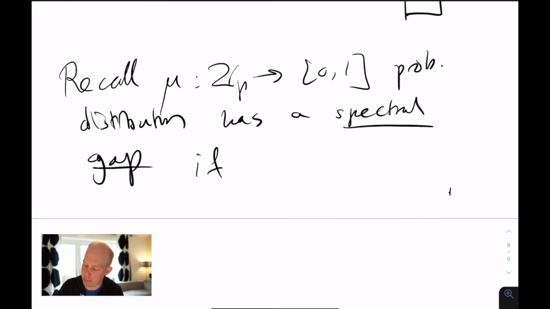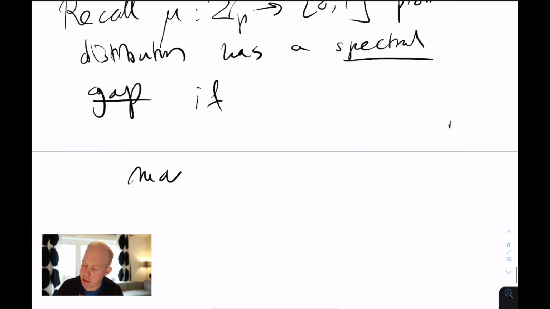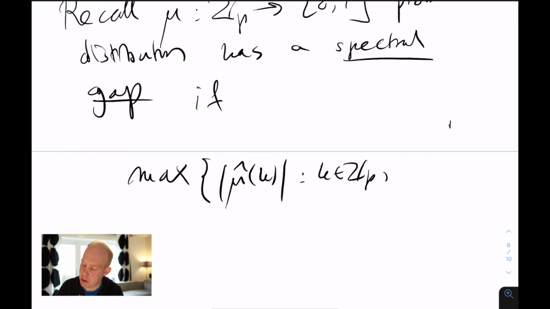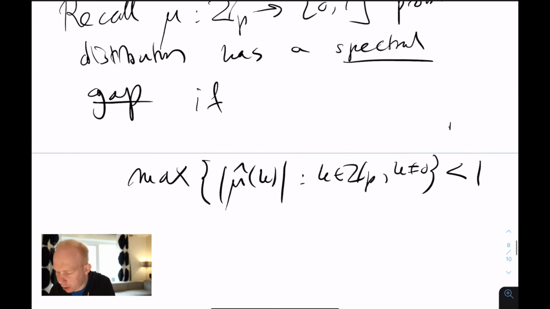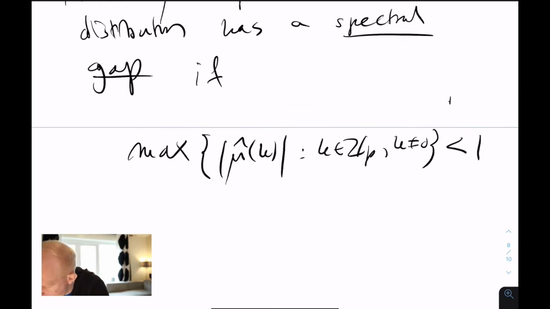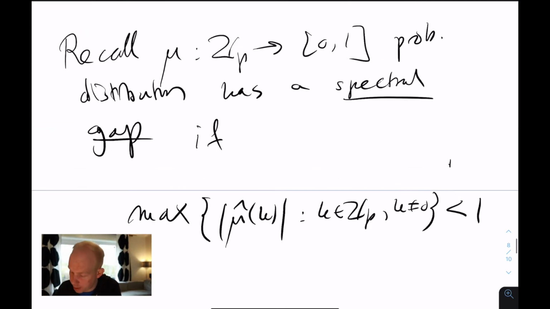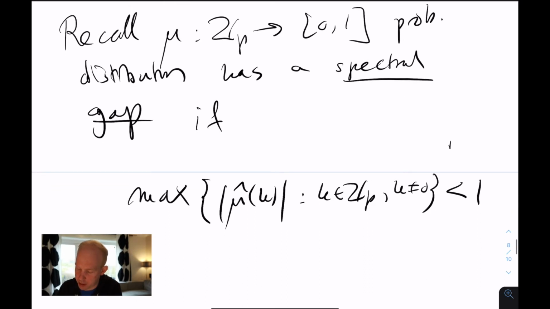if the maximum of the Fourier transforms of μ at k in Z_p, k not equal to 0, is less than 1. So if you recall, the main problematic point is when k is equal to 0, because then the Fourier transform of μ, being a probability distribution, is equal to 1. So this spectral gap is the main difference here.